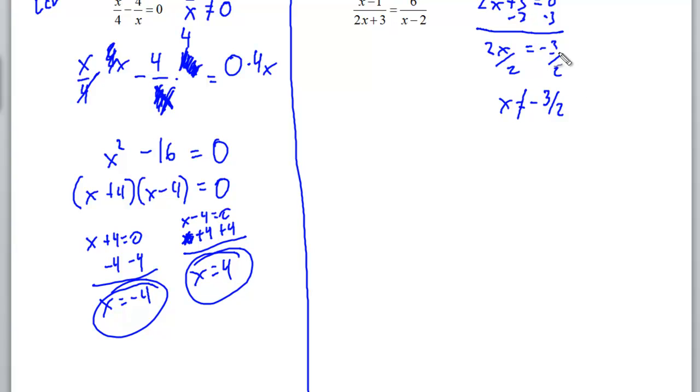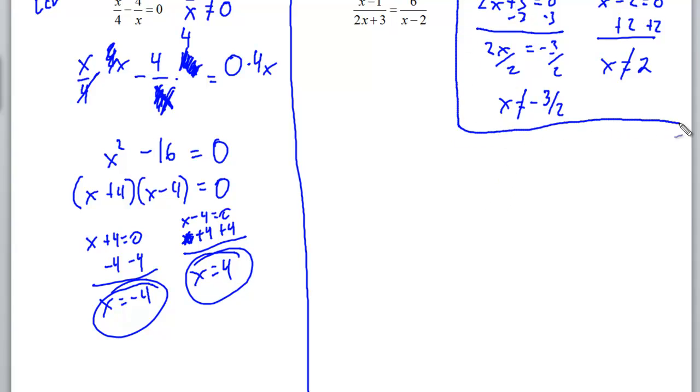Can't have it. Then I'm going to go x minus 2 equals 0. I'm going to add 2 to both sides. X is equal to 2. Blam, there's the other danger number. So these are my two danger numbers. I'll keep those off to the side.